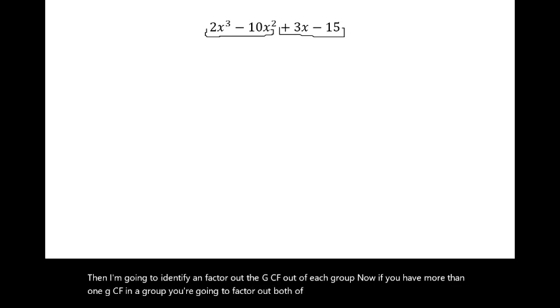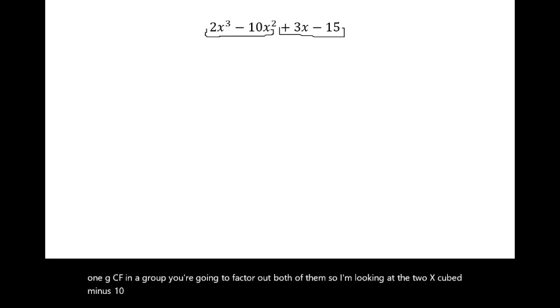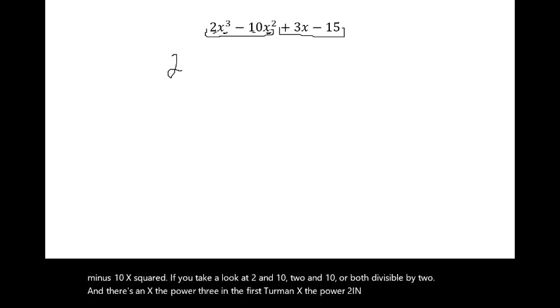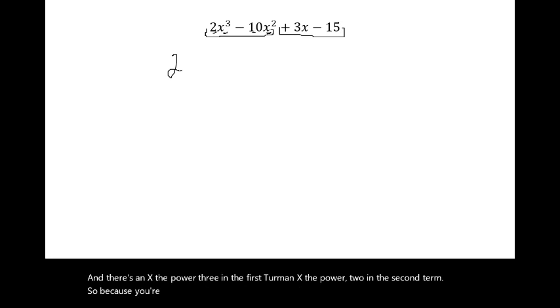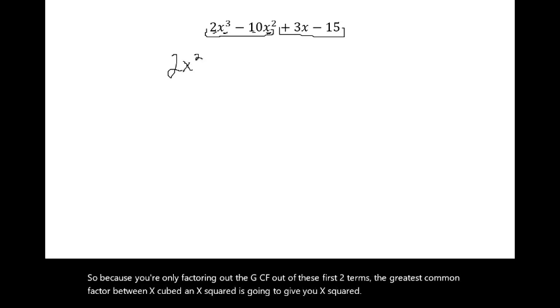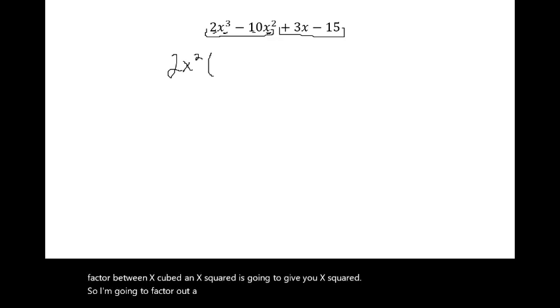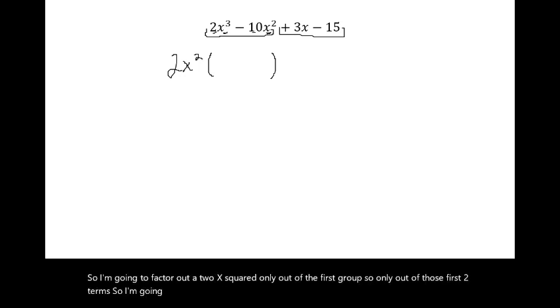So I'm looking at the 2x cubed minus 10x squared. If you take a look at 2 and 10, 2 and 10 are both divisible by 2. And there's an x to the power 3 in the first term and an x to the power 2 in the second term. So because you're only factoring out the GCF out of these first 2 terms, the greatest common factor between x cubed and x squared is going to give you x squared. So I'm going to factor out a 2x squared only out of the first group, so only out of those first 2 terms. So I'm going to divide all of the numbers by 2, and I'm going to subtract all of the powers by 2.